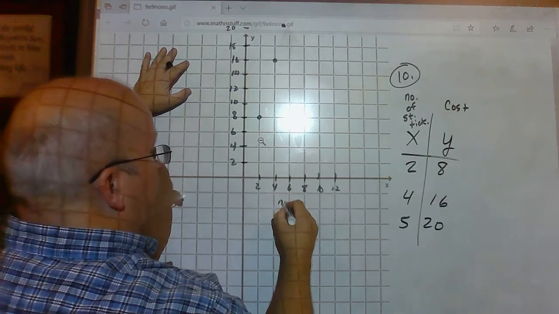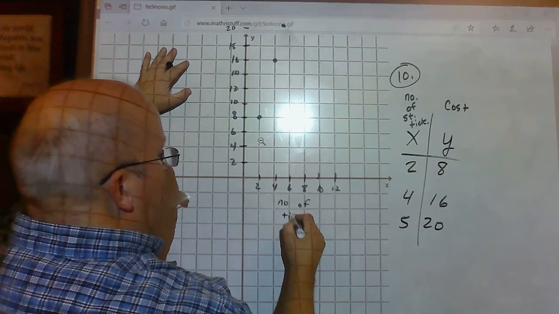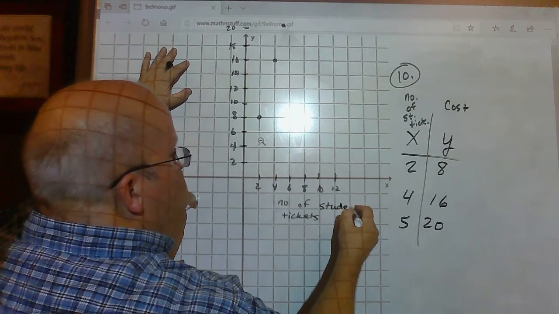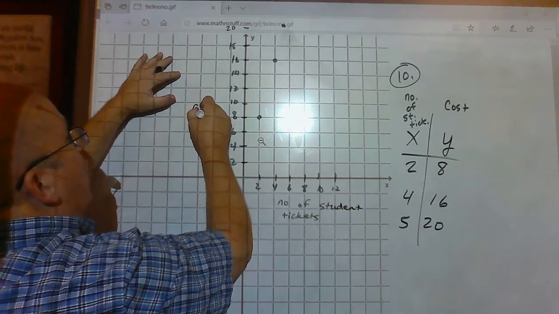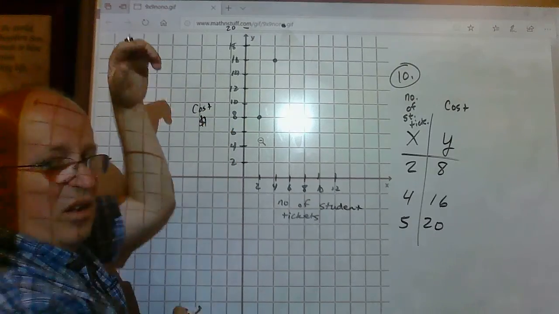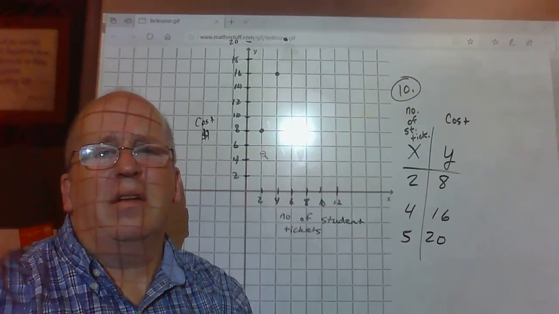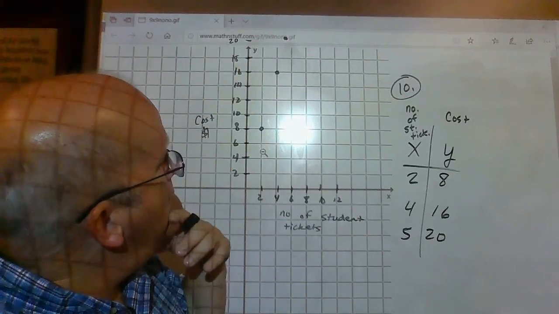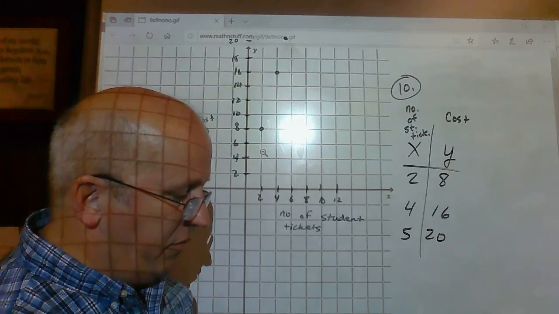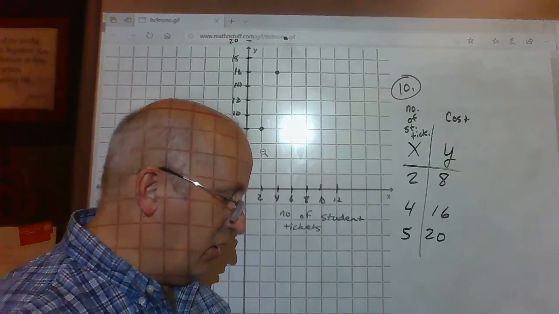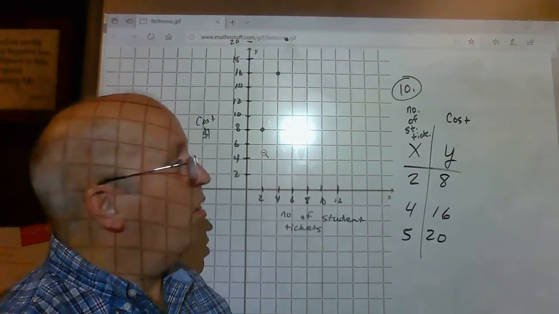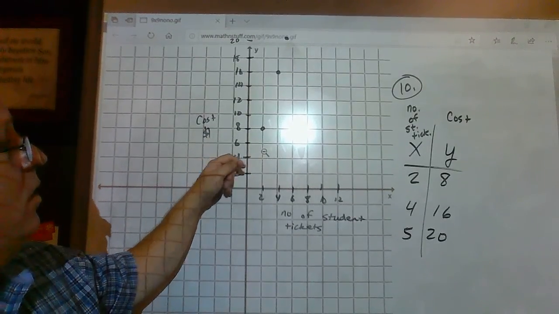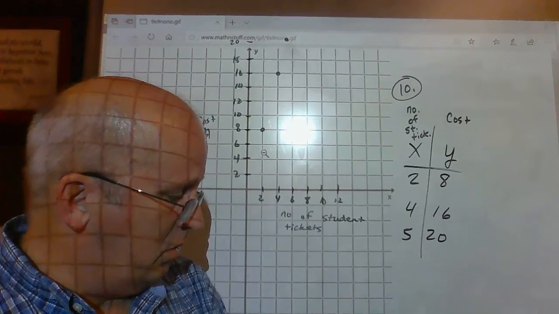This is number of tickets, number of student tickets, and over here is the cost in dollars. Can you see all that? I think you can. And notice it's basically a straight line right here. All right, so that's problem 11, graphing the ordered pairs, the number of tickets compared to the cost. This is number 10, the table.